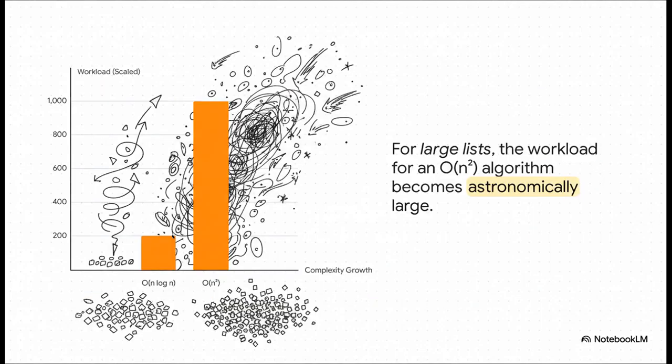And this chart shows you exactly why that matters so much. See, for a small list, the difference is not that big of a deal. But when you start sorting millions, or even billions of items, the amount of work for an O(n squared) algorithm becomes astronomically huge. It becomes practically unusable. The O(n log n) algorithms, on the other hand, they just scale beautifully.